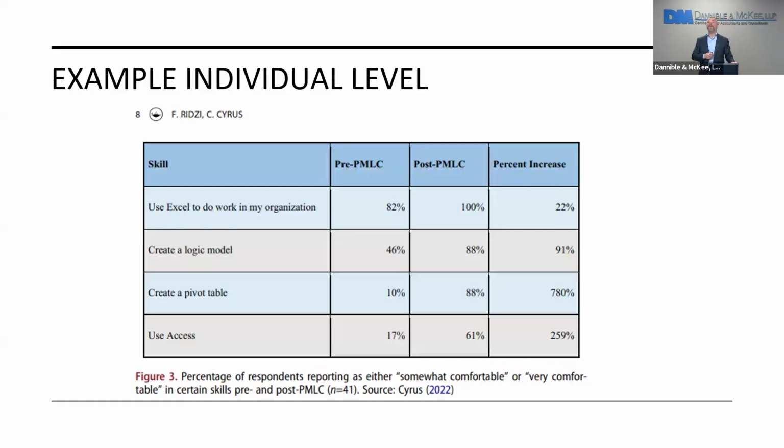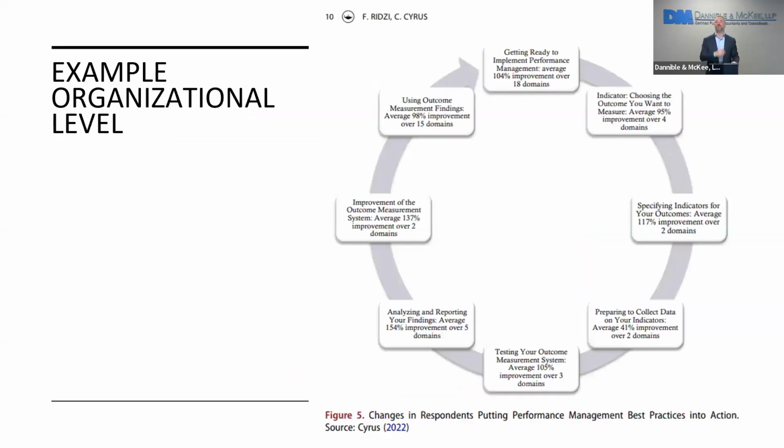Here's another example. Maybe your outcome is having to do with a training program. And so this is a person's ability to use Microsoft Excel, which you saw in the previous presentation, or use a logic model, which we'll get to, or a pivot table, or using Microsoft Access, something like that. You can have a pre-score on the left and a post-score on the right, and then your percent increase. That's another example of an individual performance. And this is an example of self-reported. The previous was an example of an actual test that was administered.